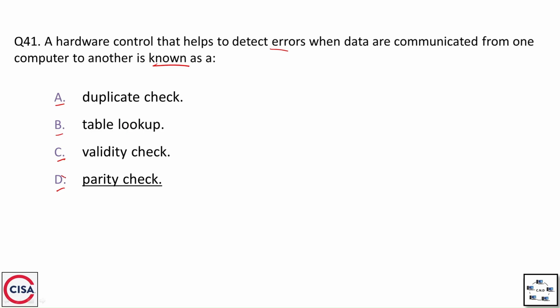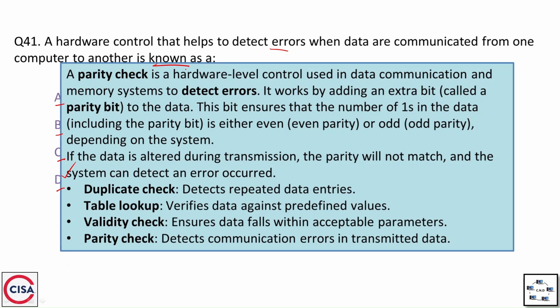option D, parity check. So a parity check is a hardware level control used in data communication and memory systems to detect errors. It works by adding an extra bit called a parity bit to the data. This bit ensures that the number of ones in the data, including the parity bit, is either even, that is even parity, or odd, that is odd parity, depending on the system. If the data is altered during transmission, the parity will not match and the system can detect that an error occurred.